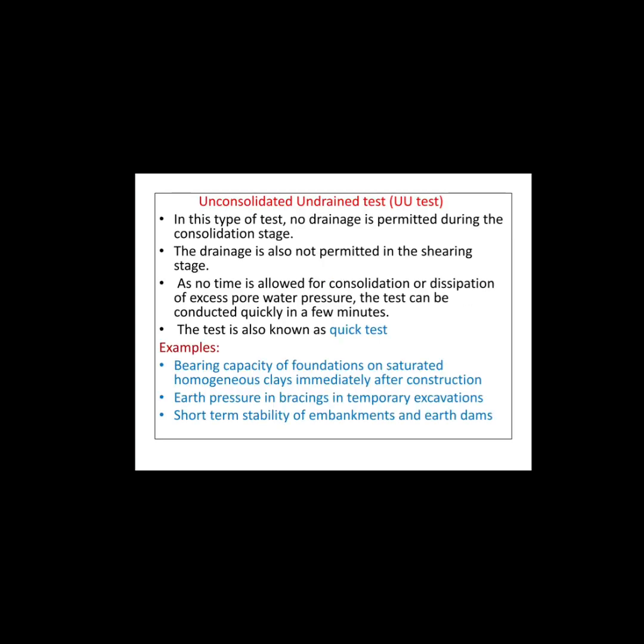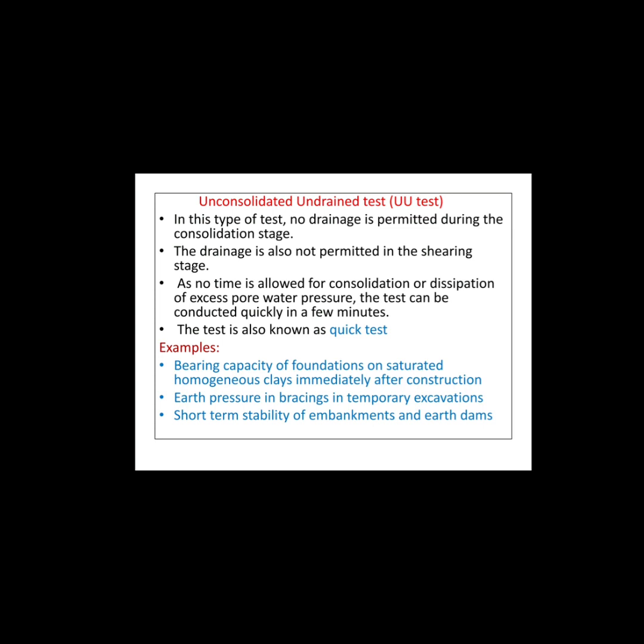In the consolidation stage, a normal stress or a cell pressure is applied to the specimen and it is allowed to consolidate. Normal stress is applied in case of box shear test, or cell pressure is applied in case of triaxial test. The second one is the shearing stage. In this stage, the shear stress is applied to the specimen to shear it. Let us discuss these three tests in detail.